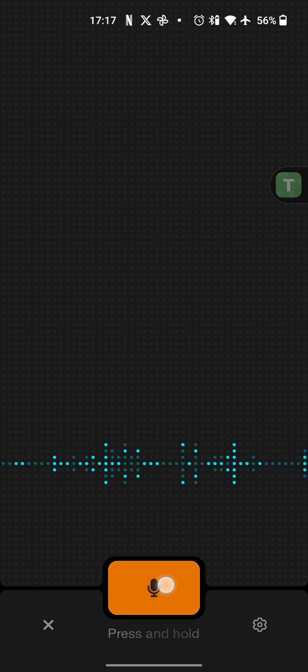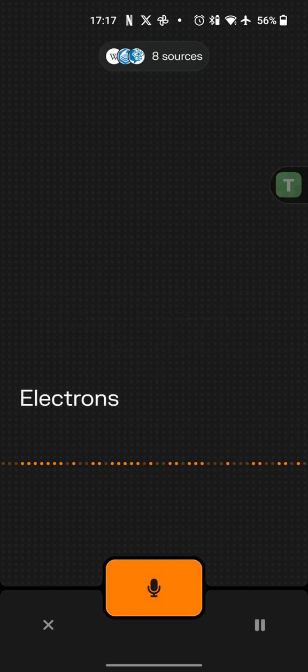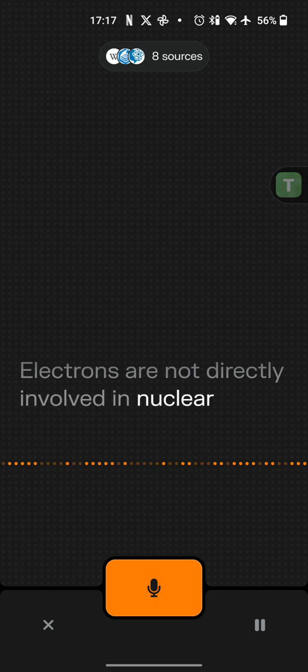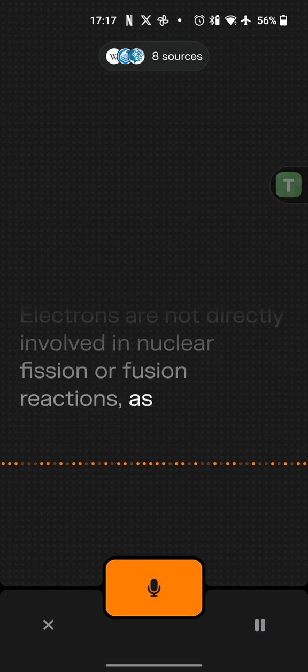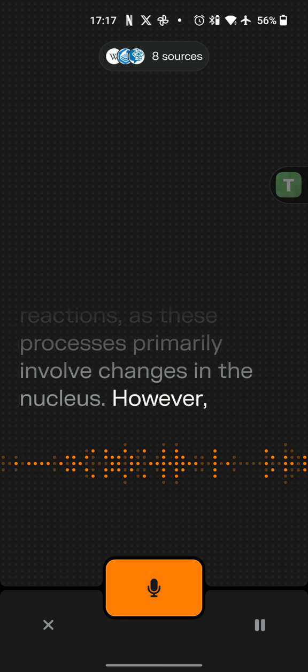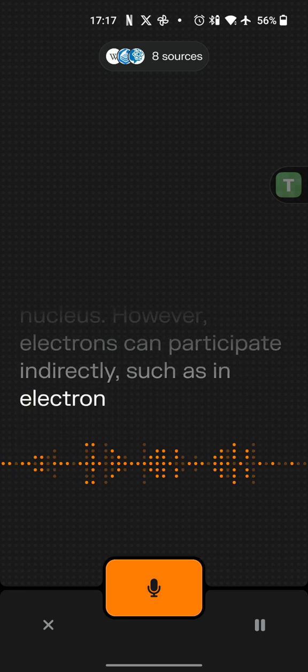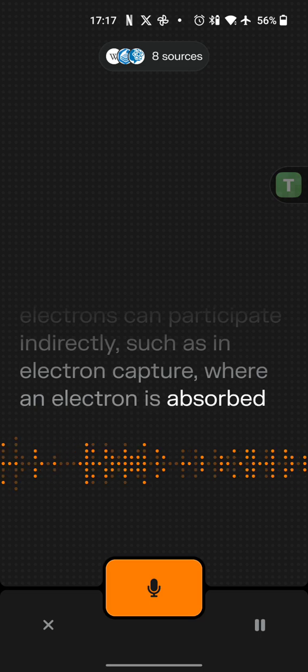Don't electrons appear anywhere in nuclear fusion or fission? Electrons are not directly involved in nuclear fission or fusion reactions, as these processes primarily involve changes in the nucleus. However, electrons can participate indirectly, such as in electron capture, where an electron is absorbed by the nucleus.